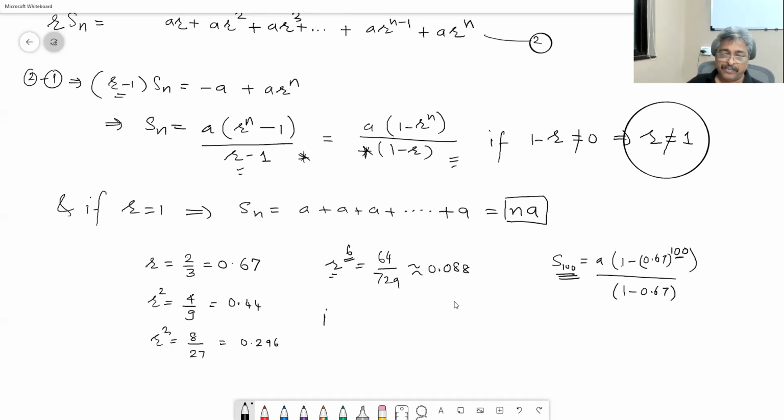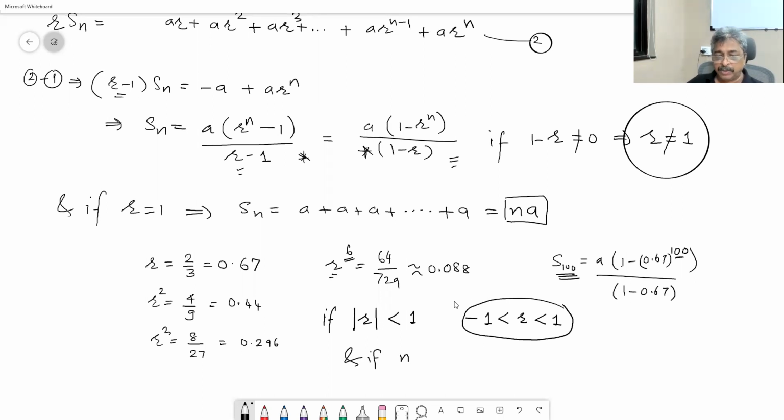So what I am trying to tell you is, if mod r is less than 1, that means common ratio is between -1 to 1, and if number of terms is tending to plus infinity, that means number of terms are very large, then r raised to n tends to 0.